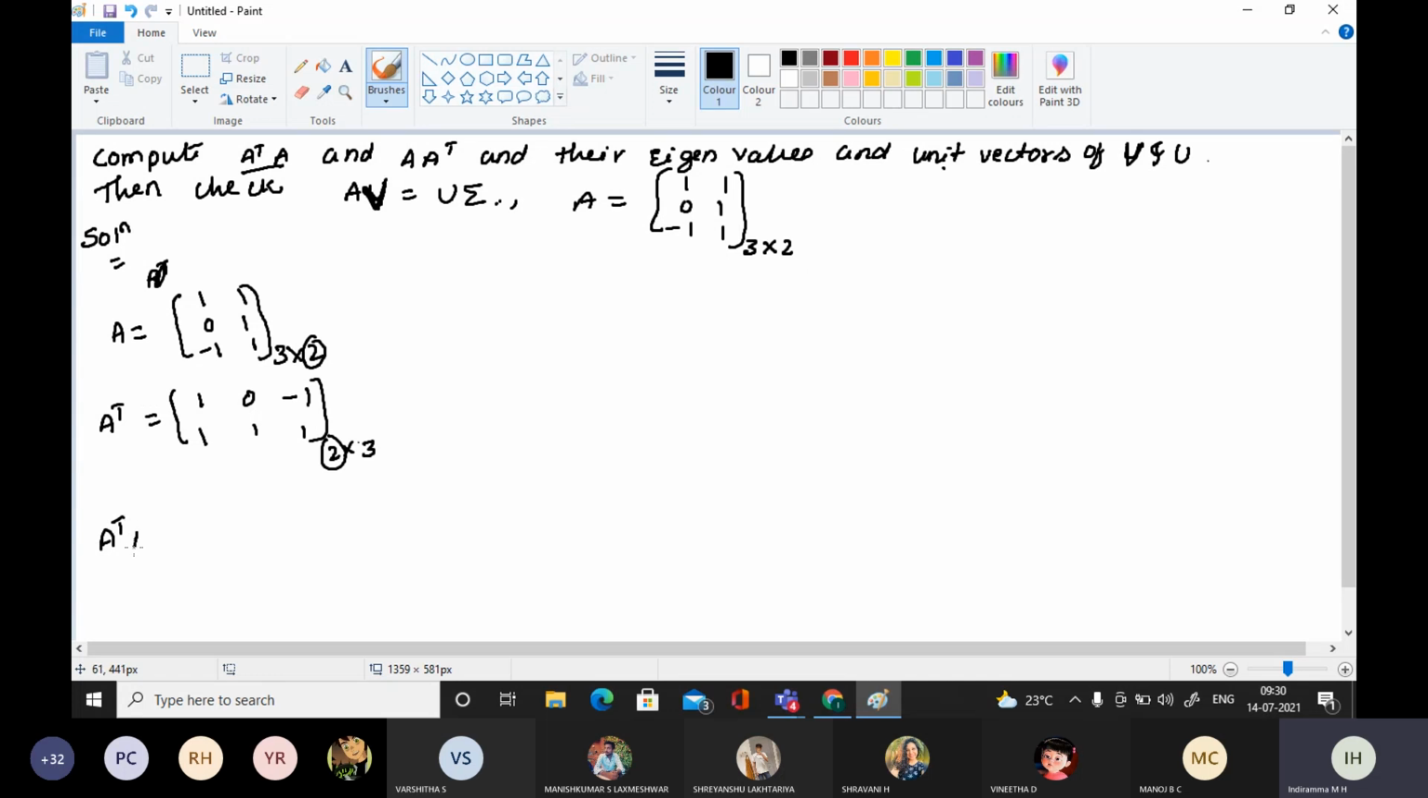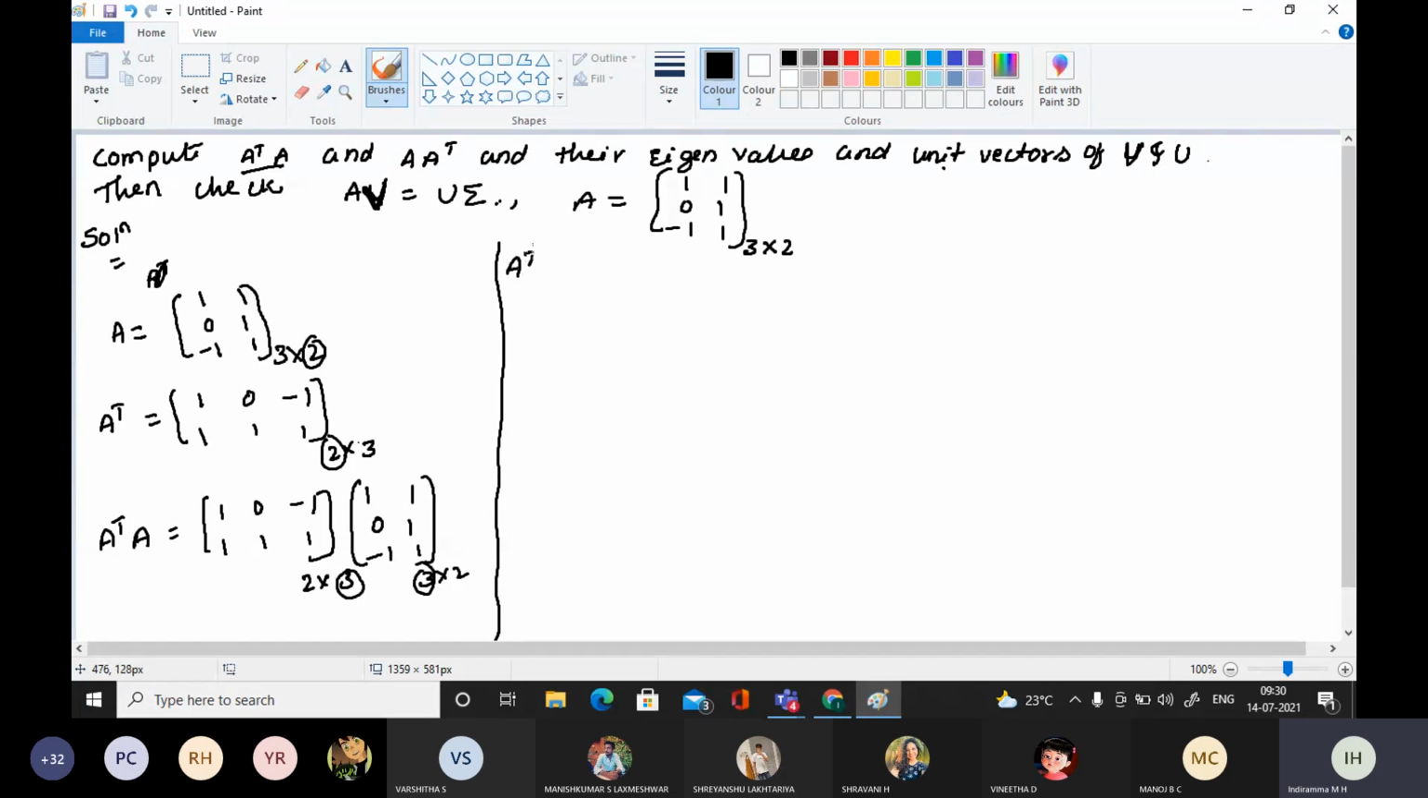First I will go for A transpose into A. So A transpose is 1, 0, minus 1, 1, 1, 1, and A is 1, 1, 0, 1, minus 1, 1. A transpose is of order 2 cross 3 and A is of order 3 cross 2. So 3 and 3 same. If you multiply these two, you will get a matrix of order 2 cross 2.